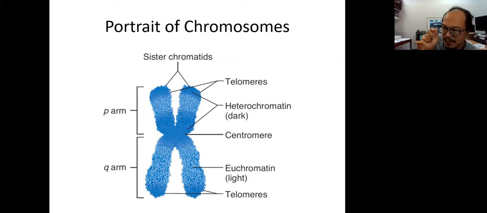From here, we also see that even though it's like a stick, right? It's a centromere, it's a bit narrower. But the density of the DNA in that region is different. We see some regions are more compact, some regions are more loosened up. So this compact region, we call heterochromatin. The more open region, we call euchromatin.